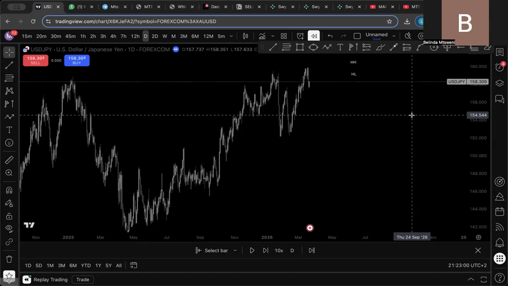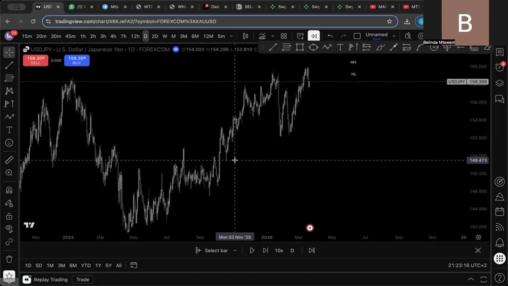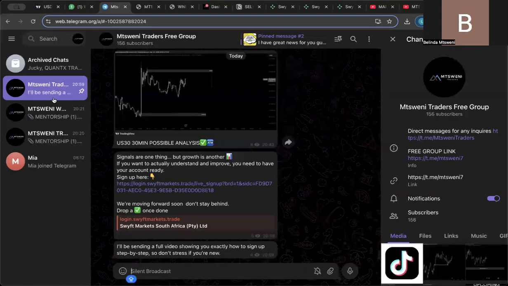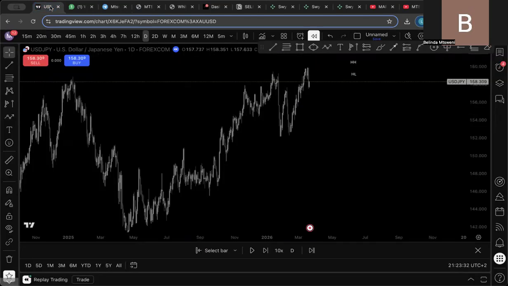I did post a poll on my Telegram and my WhatsApp channel, and a lot of you guys were like, "Hey, listen." I had asked the question: do you guys want me to make a market breakdown as to how I initially caught this setup while we were still live? So this is what I am doing today. If we can just go here to our Telegram, here's the initial poll that I had posted. So let's jump right into the video.